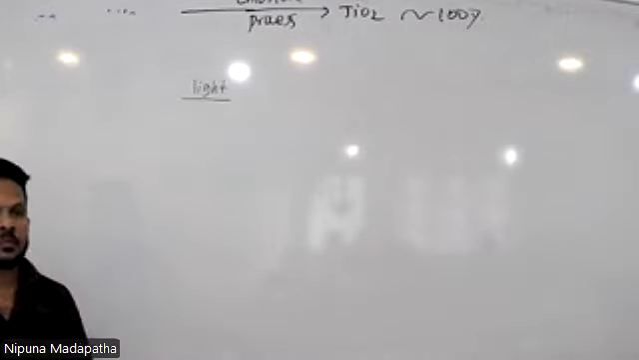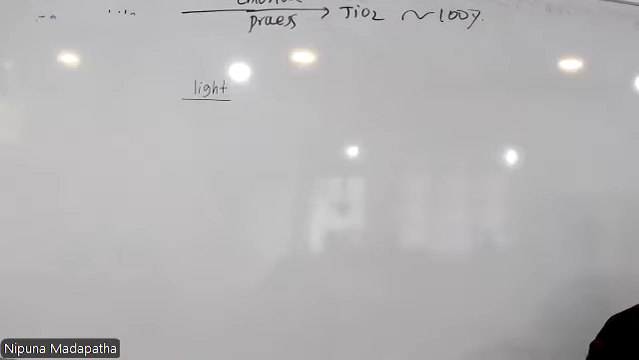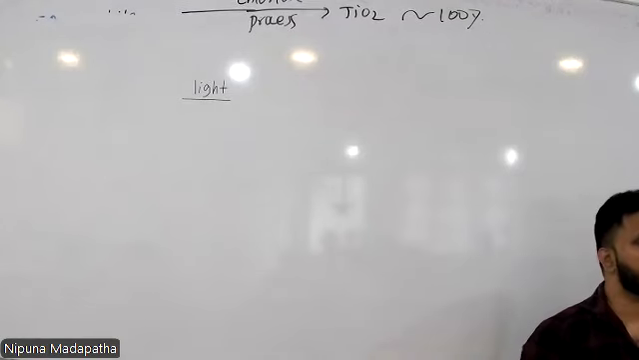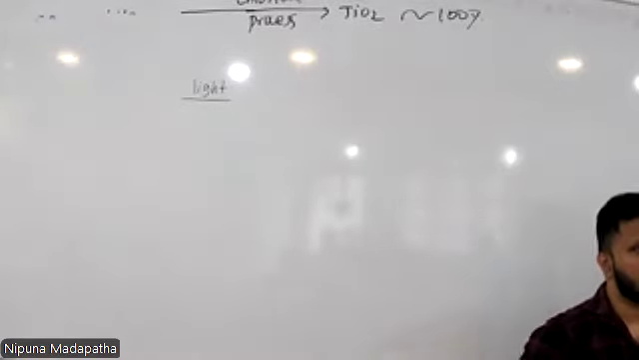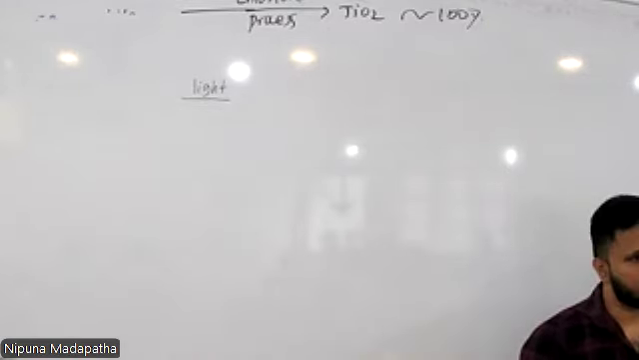What is light? When I ask you the question, what is light? Light is a kind of energy form, right? So what kind of energy? Light is the energy form that makes the sense of vision. That energy form which gives vision is known as light.